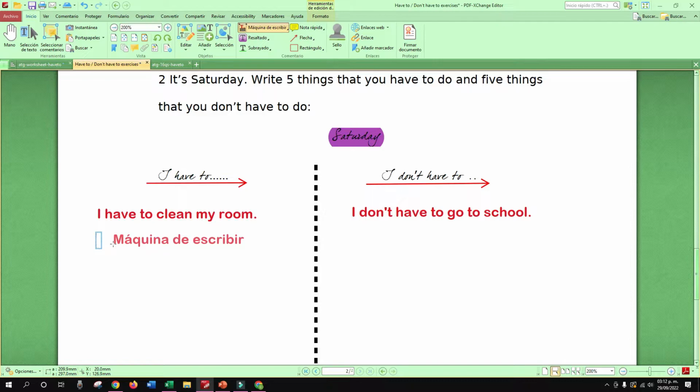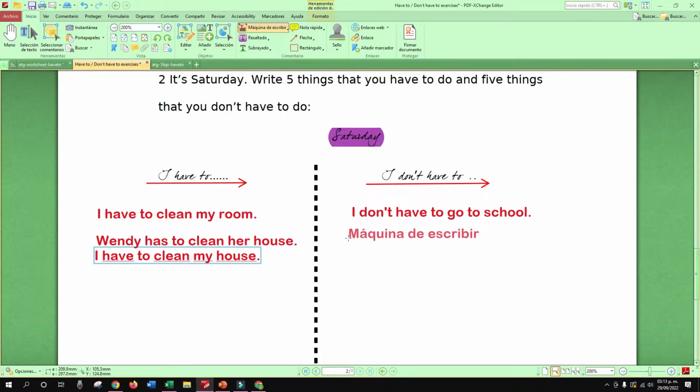Okay, I will take one of your sentences. You can say, Wendy, for example, Wendy has to clean her room, for example, or her house, right? Yes? Or you can say, I have to clean, right, my house. Excellent.